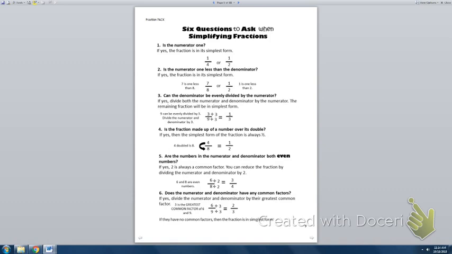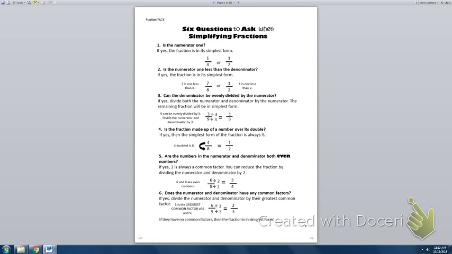And in number 6, the example is 6 over 9. If you look at that, you can see that it doesn't fall into the first 5, 1 through 5. There's no 1 on top. It's not 1 less. It's not half. It can't divide evenly. And they're both not even numbers, because 6 is even, but 9 is odd. So now we have to know whether or not we have common factors before we can say for sure that we're done.